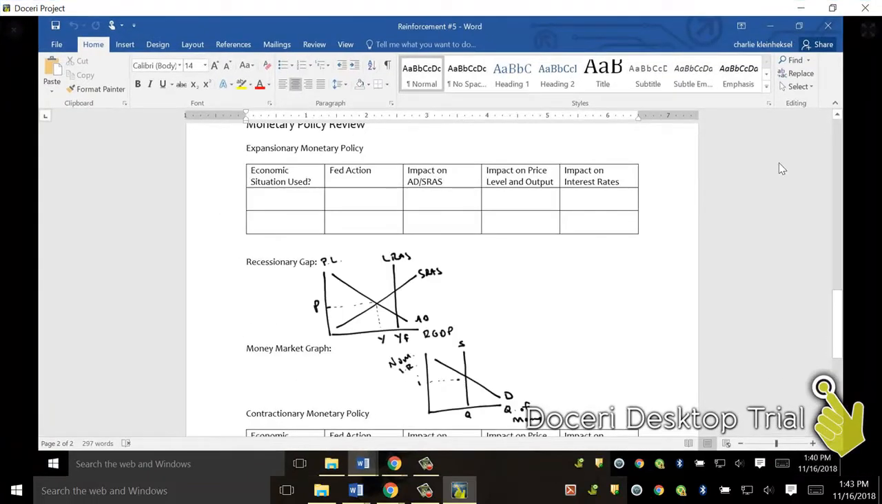Okay, today we're going to talk about monetary policy again, and we're going to review some of the main monetary policy concepts and also how we use monetary policy to stabilize the economy. So if we go up to our first little box here on our table, it says that expansionary monetary policy is used during which economic situation, and that's going to be during recession.